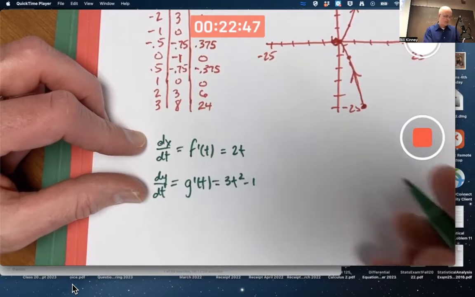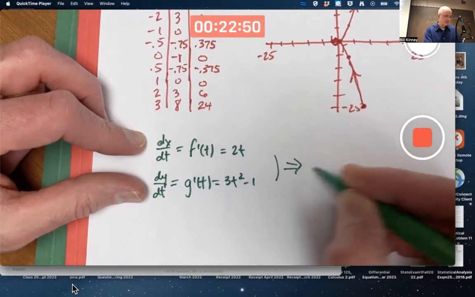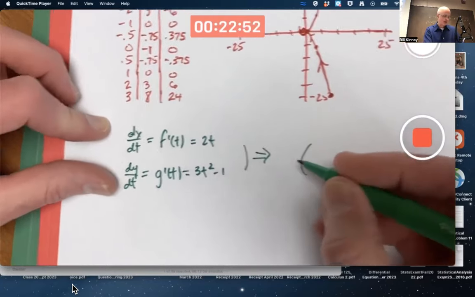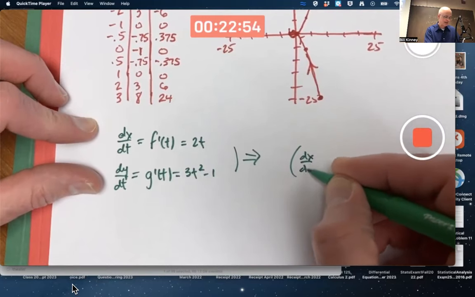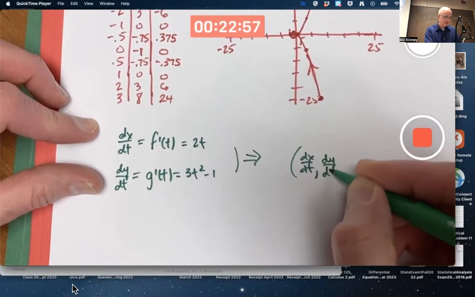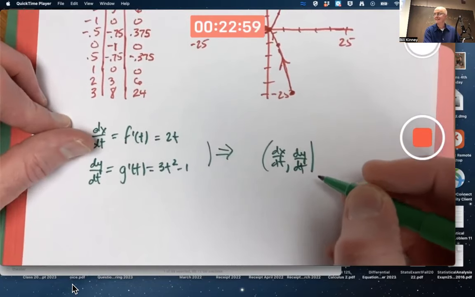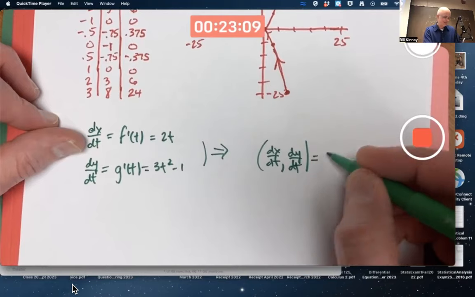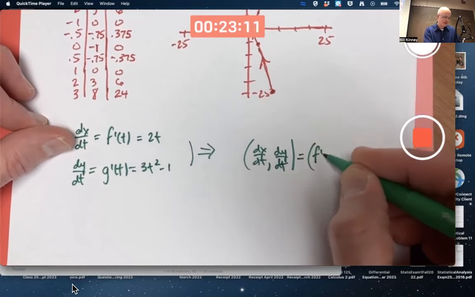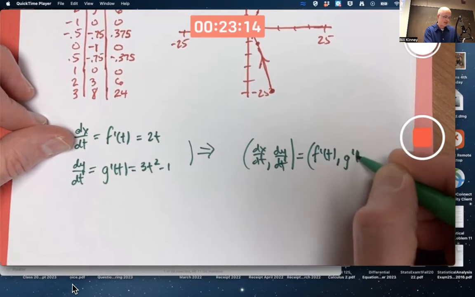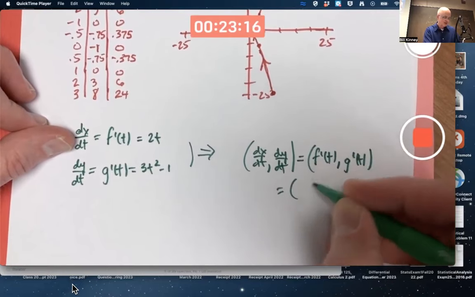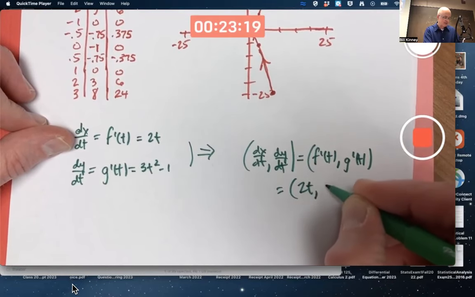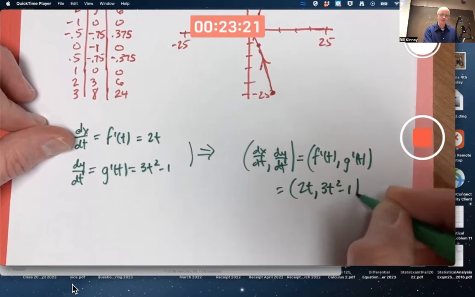For the moment, we can put these things together as a point. We could write it this way. We could write dx/dt, comma dy/dt as a two-dimensional velocity. Could call it a vector, but I won't at the moment. f prime of t, comma g prime of t. Those are the components of the velocity. They simplify for our example to 2t, comma 3t squared minus 1.